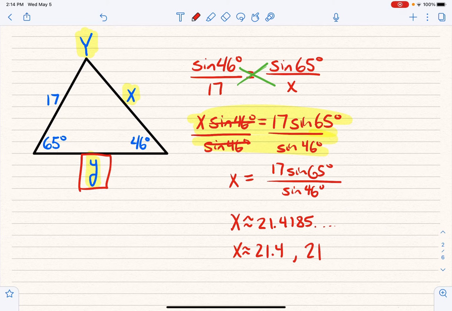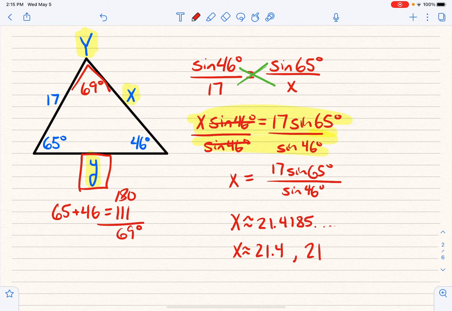But to do that, I've got to get angle y, which hopefully everybody in the room realizes is super duper easy because the 3 angles inside every triangle always add up to be 180. So you got 65 and 46, which give me 111. And so therefore, if I take that away from 180, I'm left with 69 degrees. So that's what this has to be up here, 69 degrees.